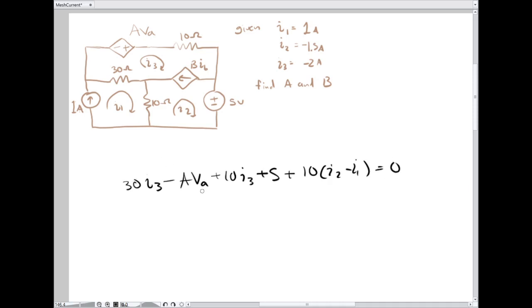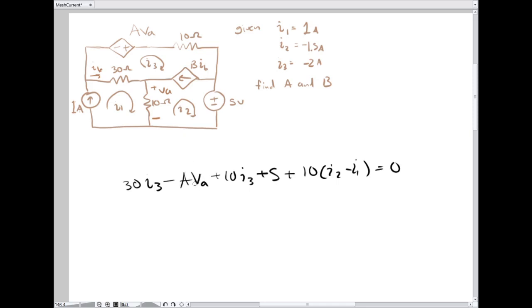Now VA, did I not put it on this? I'm probably going to have to stop recording and see where that was supposed to be. Okay, sorry, what I would have wanted would be for the VA to be across the 10 ohm and for IB to be coming in here. It's important when you define your dependent current sources or voltage sources what they're going to depend on.